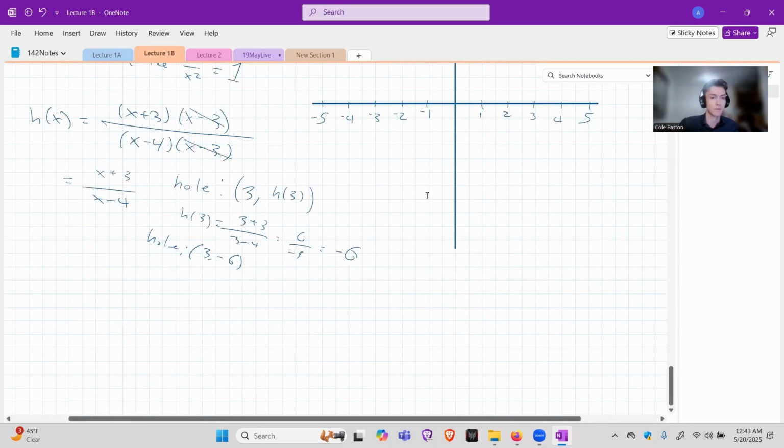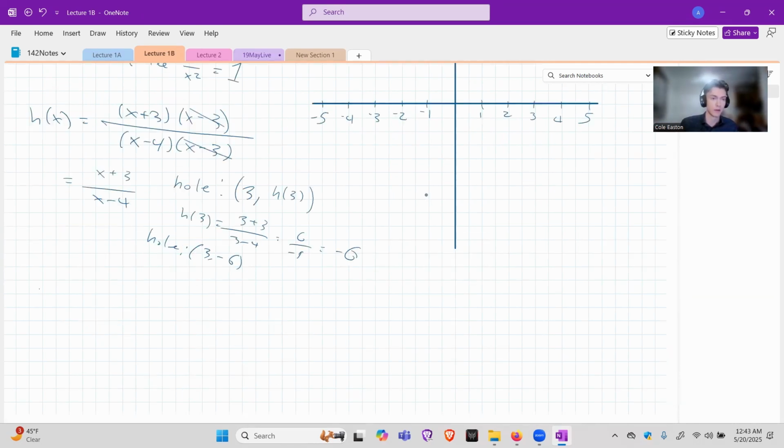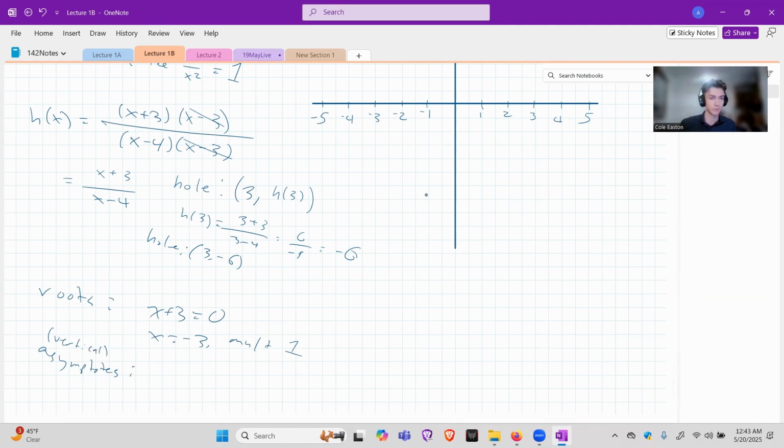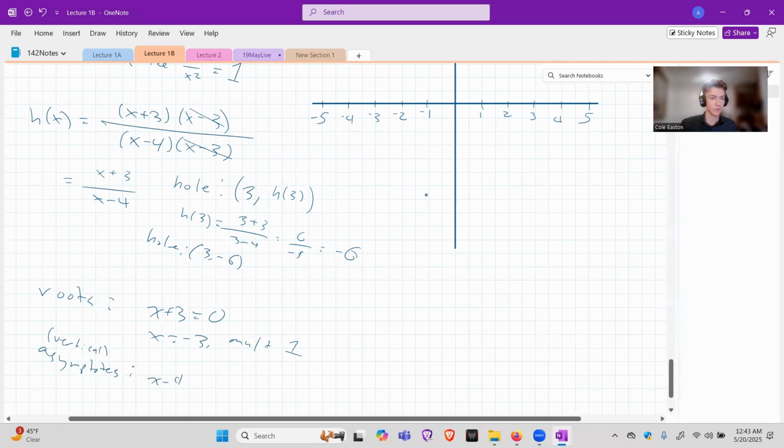Okay. And so now we can go ahead and find the roots. And this is really easy. So we just have x plus 3 equals 0. So x equals negative 3, multiplicity of 1. And then the asymptotes. And when I say asymptotes, I always mean vertical asymptotes unless I specify. That we get from x minus 4 equals 0. So x equals 4. And once again, multiplicity 1.